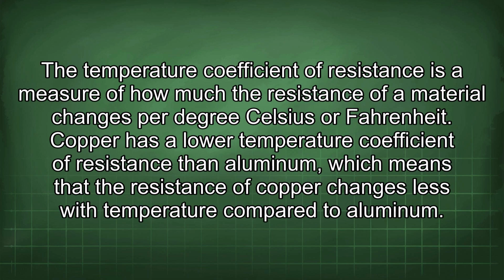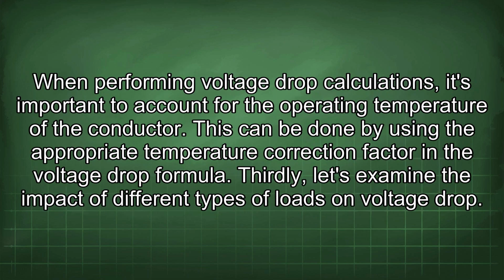The temperature coefficient of resistance is a measure of how much the resistance of a material changes per degree Celsius or Fahrenheit. Copper has a lower temperature coefficient of resistance than aluminum, which means that the resistance of copper changes less with temperature compared to aluminum. When performing voltage drop calculations, it's important to account for the operating temperature of the conductor. This can be done by using the appropriate temperature correction factor in the voltage drop formula.